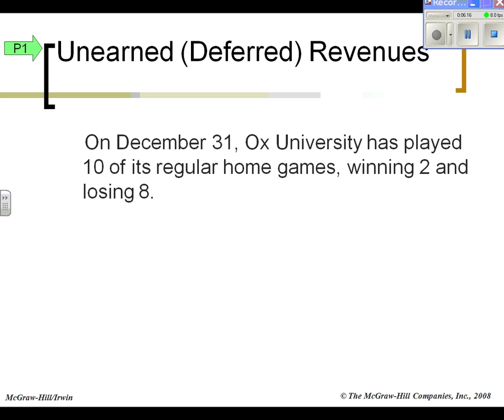All right, so on December 31st, now let's see what our adjusting entry will be, because we have to record some revenue at the end of our fiscal year. And December 31st, so obviously they're a calendar business. So Ox University has played 10 of its regular home games, winning 2 and losing 8.